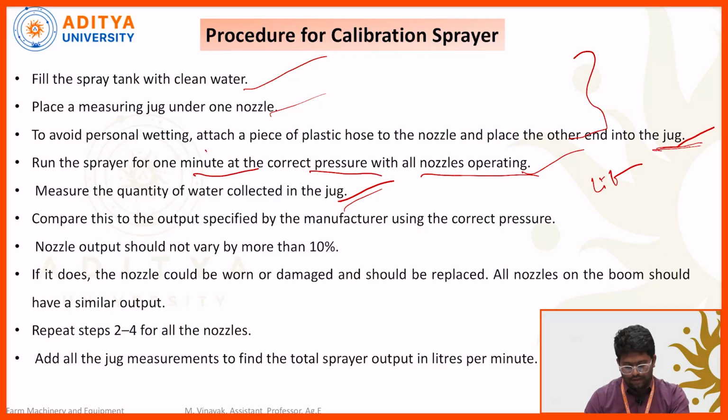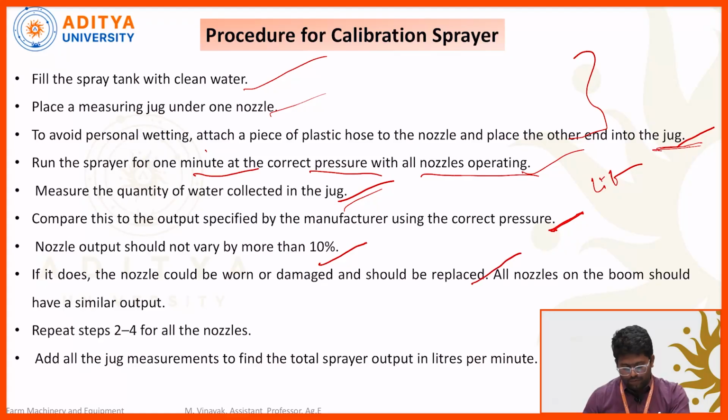Compare the output with that specified by the manufacturer using the correct pressure. So if the manufacturer suggests this sprayer will deliver 2 liters per minute, like that, we need to test whether it is delivering 2 liters per minute or not. The nozzle output should not vary by more than 10%. So the nozzle discharge should not exceed 10% variation from the manufacturer's recommendation. If a nozzle is worn or damaged, it should be replaced.